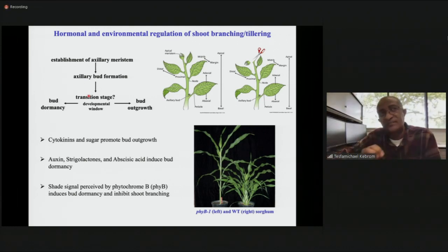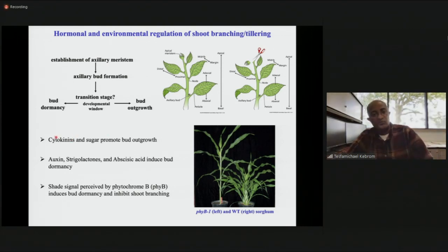We call it the transition stage because at this stage, we can change the fate of the bud. We can induce it to be dormant or grow. So it enters the transition stage, but we don't know what goes on in this stage, but I will show you later that through RNA-seq we identify this. Once a bud is formed, its dormancy or growth is regulated by plant hormones and environmental factors.